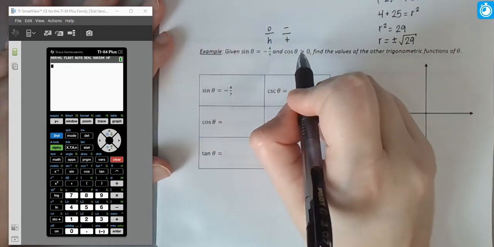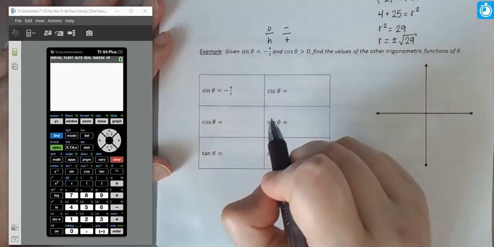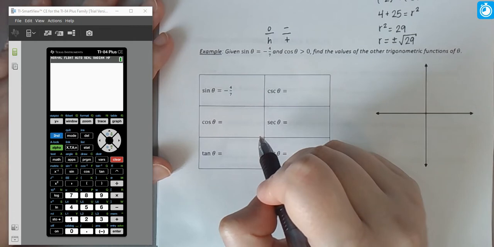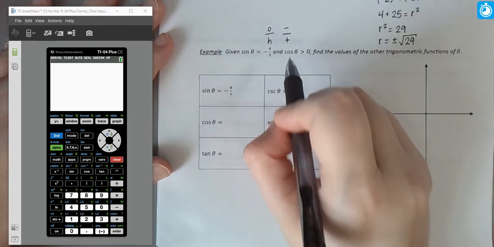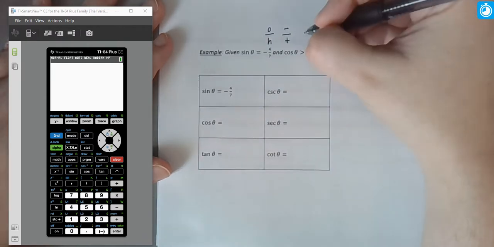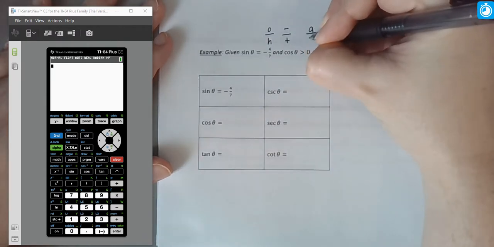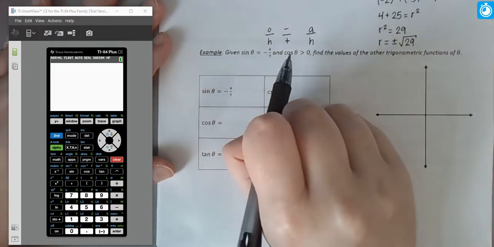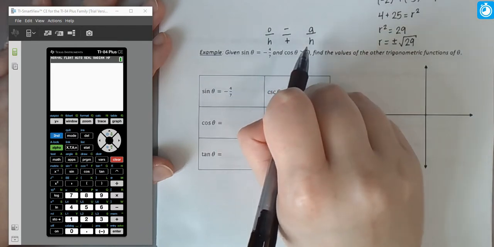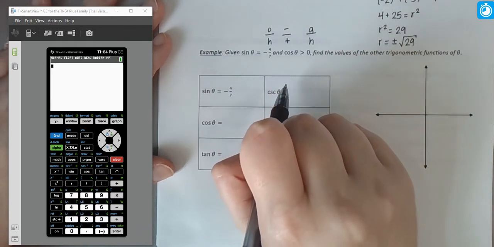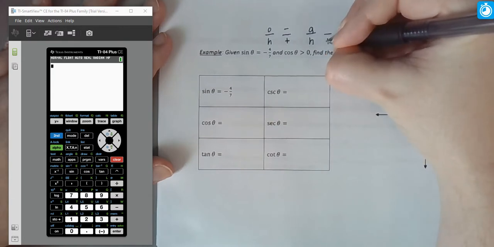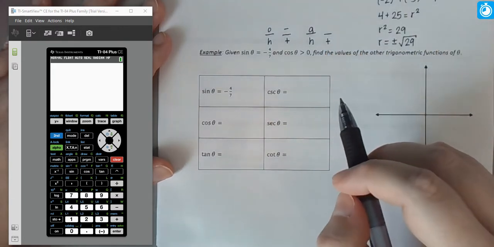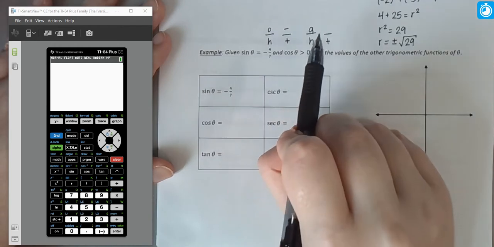So what we were also told then is that cosine, the cosine of theta, is greater than 0. Well, let's think about what that means. Cosine is defined as adjacent over hypotenuse. And we've been told that this is a positive number, that this ratio is positive. Now again, the hypotenuse, we know that has to be positive, since it's defined as distance, distance is always positive.